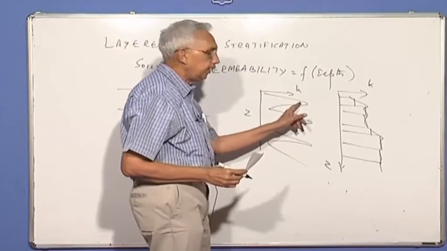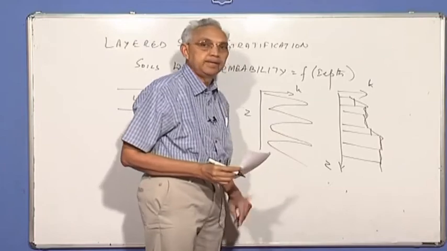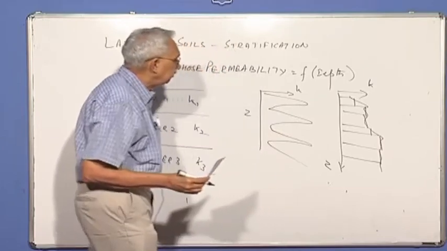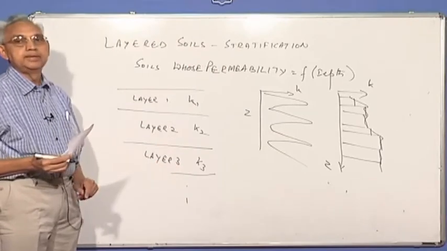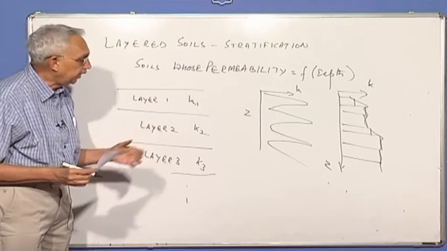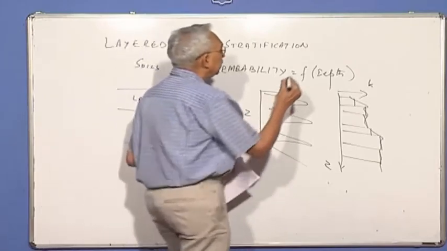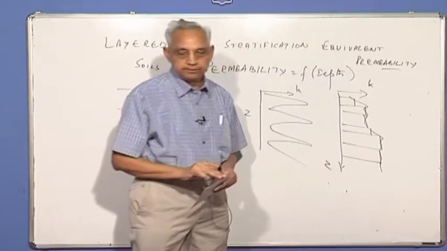You have a sand layer, a clay layer, sand layer, clay layer, etc. In which case, how do we handle this? Do I have to take all the layering effect, or can I get an equivalent permeability? This is very easy to find out.